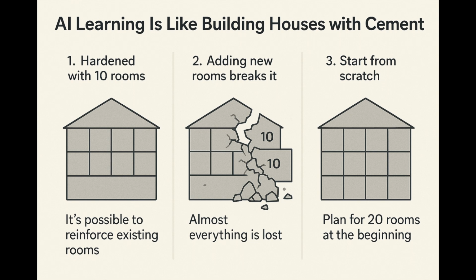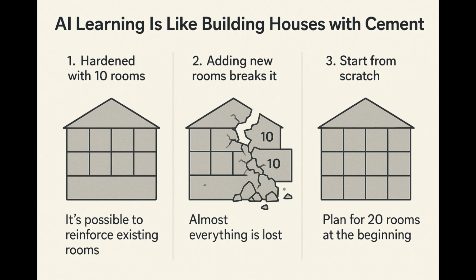Right. And that's the same problem with AI learning if you don't plan for the full scope of what it needs to learn from the beginning. You end up with a cement house that's really hard to modify later on. Precisely. And that's kind of the key takeaway here. The way AI learns, at least for now, it's not as flexible as we might hope. So, even though AI can do these amazing things, it still struggles with something as basic as learning new things without forgetting old things. And that really makes you think about the limitations of how we're currently designing AI.